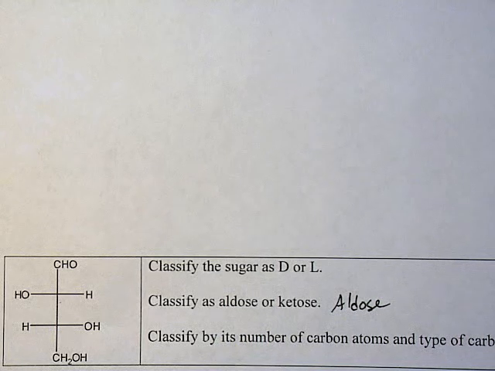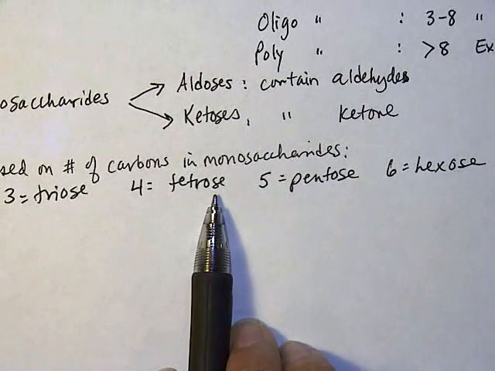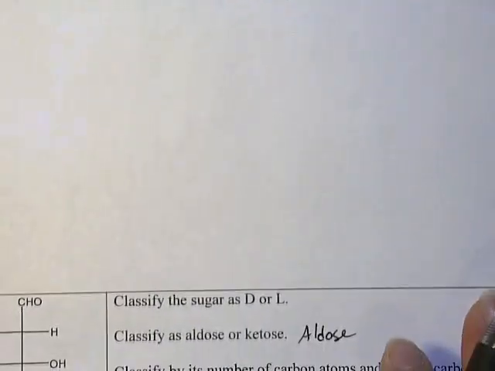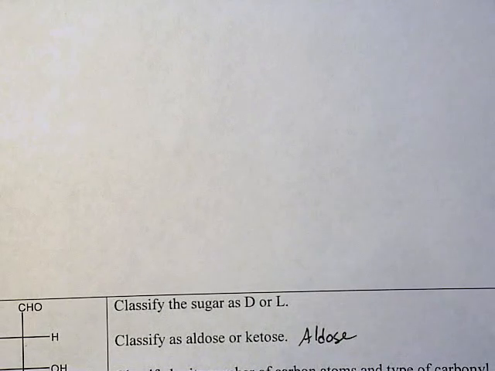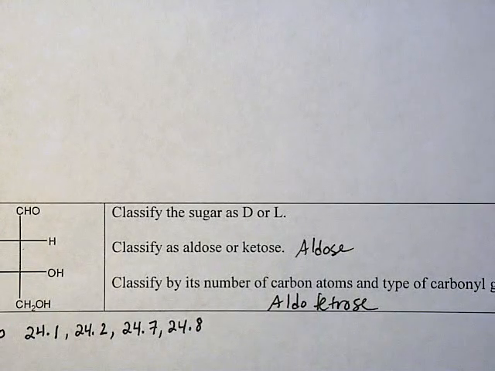So you could actually combine the aldose with the number of carbons you have. So this has 1, 2, 3, 4. So 4 is tetrose. So then instead of saying aldose and a tetrose, you could combine them by saying aldotetrose. And that would be a combined terminology. And with that name, we know that it has an aldehyde and a total of 4 carbons.